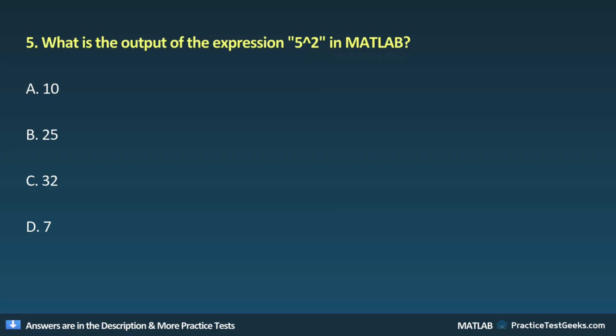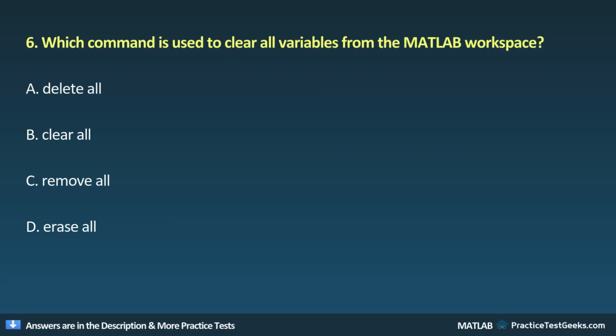5. What is the output of the expression 5 squared in MATLAB? A. 10. B. 25. C. 32. D. 7.